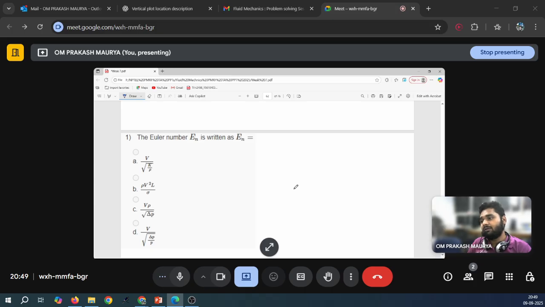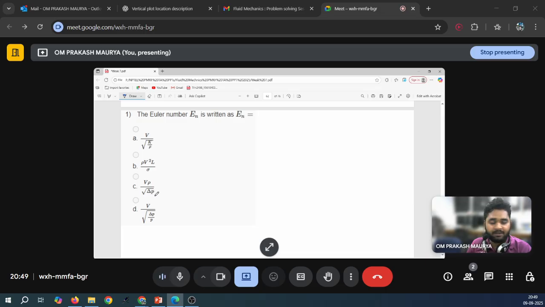Okay, the next question is, the Euler number En is written as, whether option A, V by root k by rho. Option B, rho V square L by sigma. Option C, V rho divided by delta P. Option D, V by root delta P by rho. Which option should be correct?